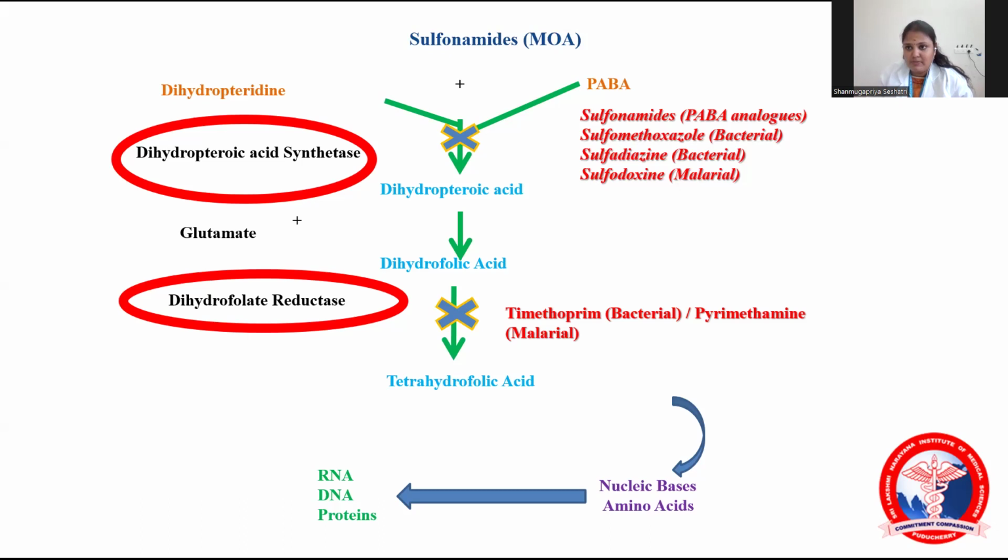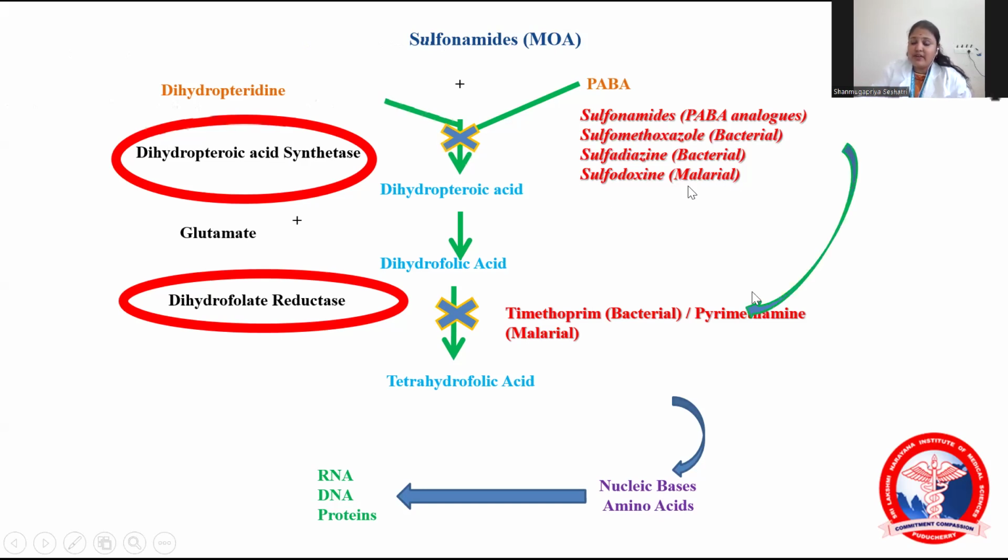This can be framed as an MCQ. If they frame the MCQ as 'all the following are correct except', they might give you the glutamate or the dihydropteridine part. So if they give this, you have to tick dihydrofolic acid synthase or reductase as the answer if they are asking which is correct. If they are asking which is wrong, then you have to go for the other answers.